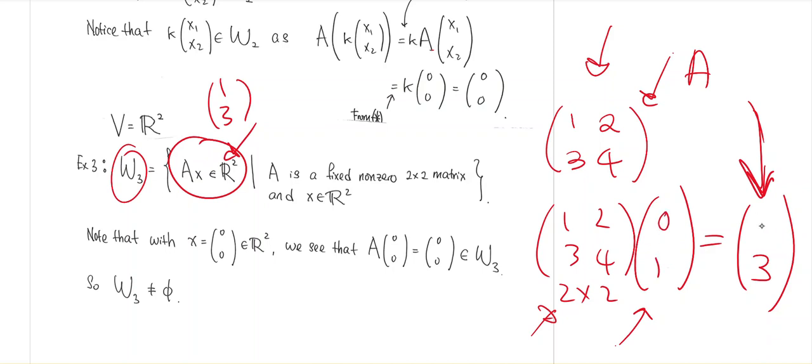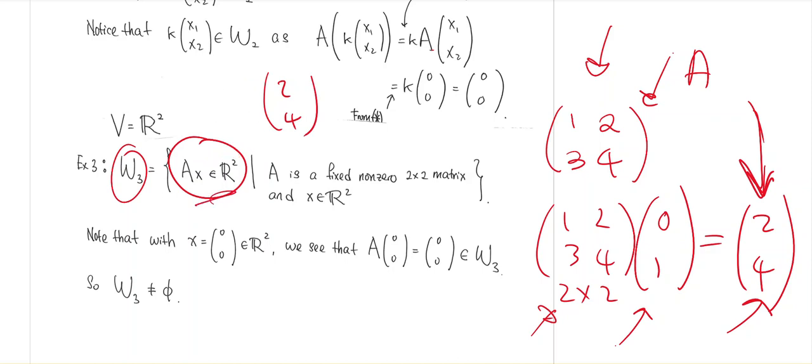Okay, so let's take another one. Let's say 0, 1. So you get 2, 4. So 2, 4 will be in this set, not the 0, 1. 2, 4. Okay, all right, so that's what W3 is. All right, so we can find infinitely many elements in this case, right?